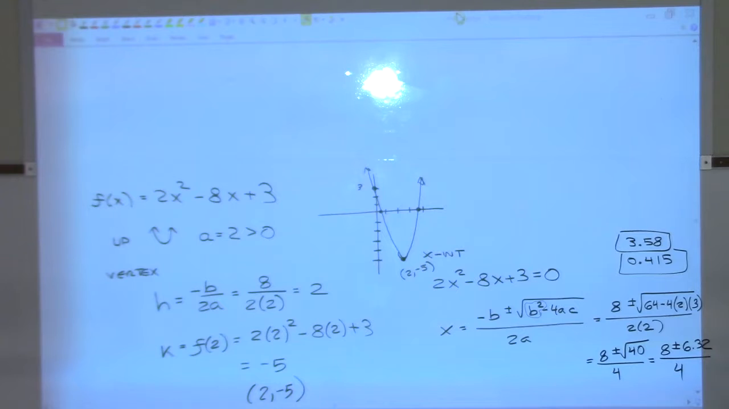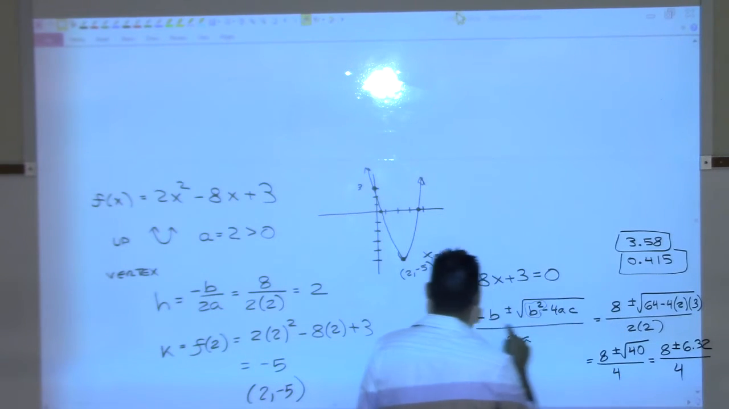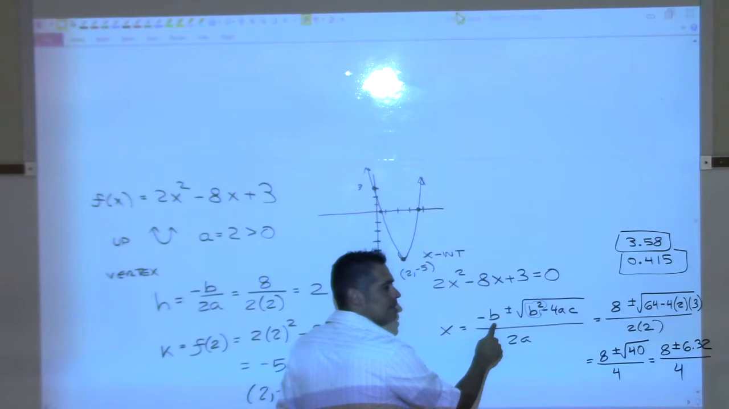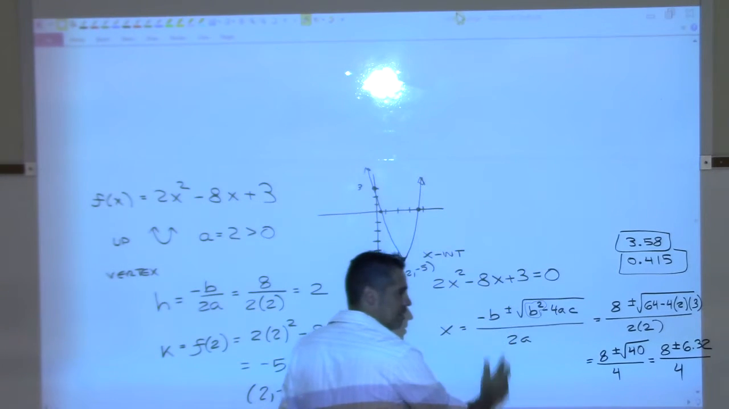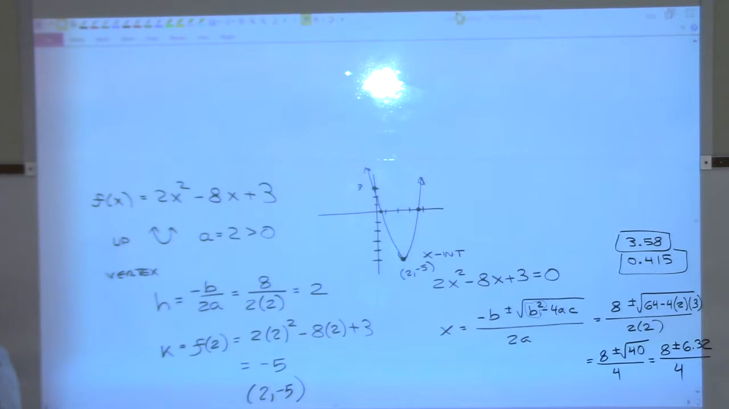The time you have to pay attention to it is this one right here, because it's negative b. Since it was already negative, it'll become positive. So just be careful with that. Good? Good, Jameson?